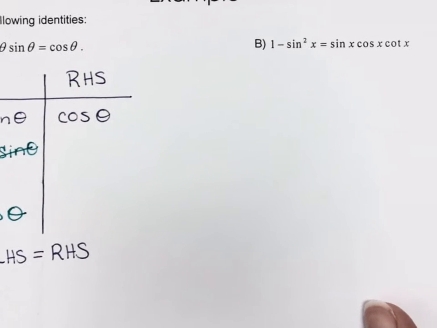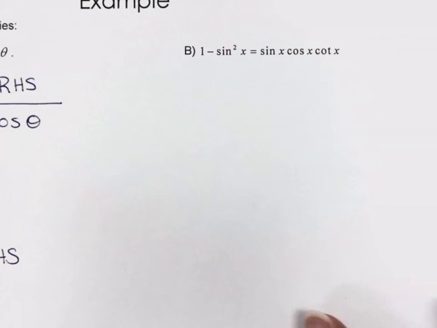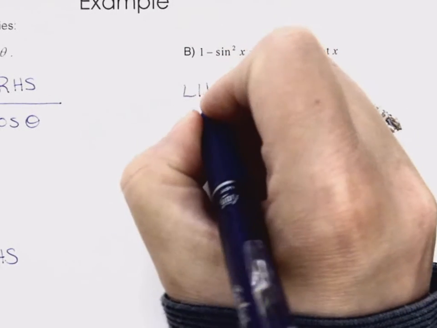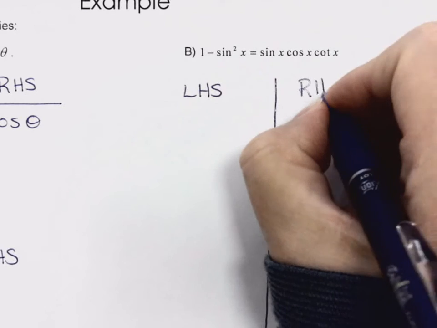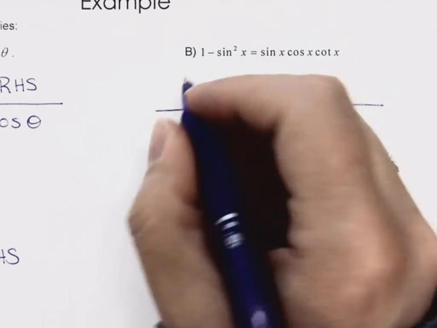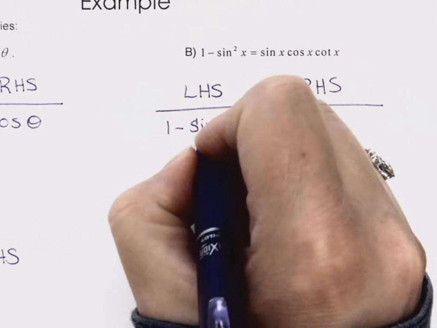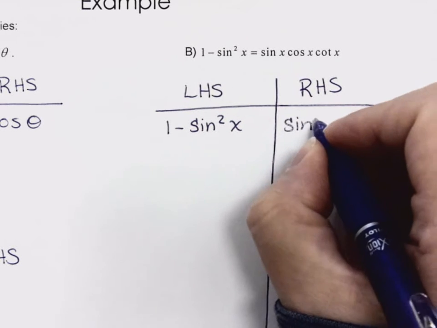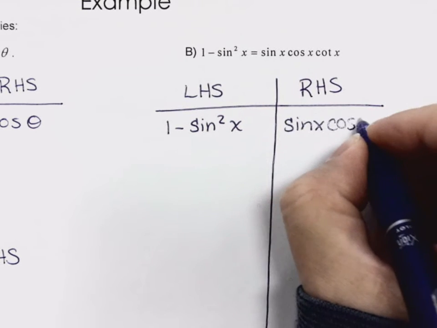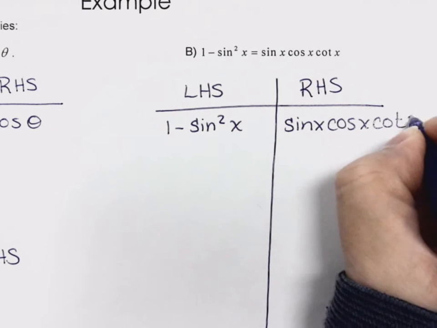Okay. Sliding over. So things are a little bit more complicated here. There should be no equal sign when you're doing this.